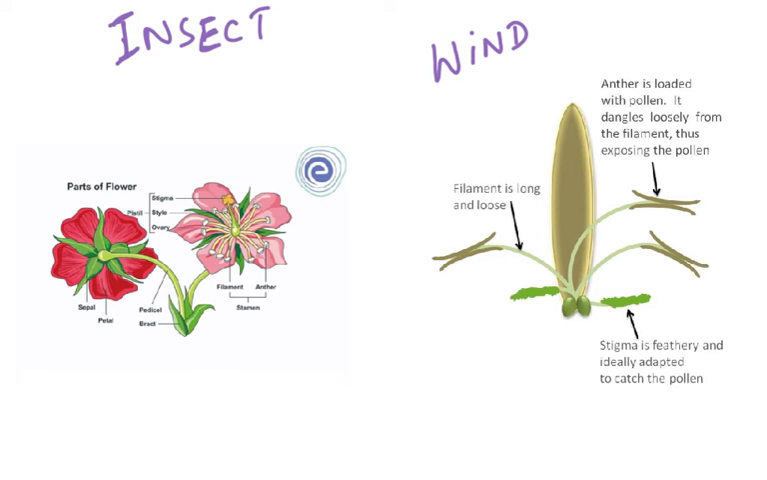Now, as you can see in this diagram, the insect and wind pollinated flowers are very different. Insect pollinated flowers have very beautiful, brightly colored petals, and they have the anthers, of course, inside the flower. The stigma is also inside the flower. Now, when you look at a wind pollinated flower, it's a little weird. The anthers are all outside. The filament is long and loose, and the anther is loaded with pollen. It dangles loosely from the filament, thus exposing the pollen. And the stigma is feathery and ideally adapted to catch the pollen, so it increases the surface area.